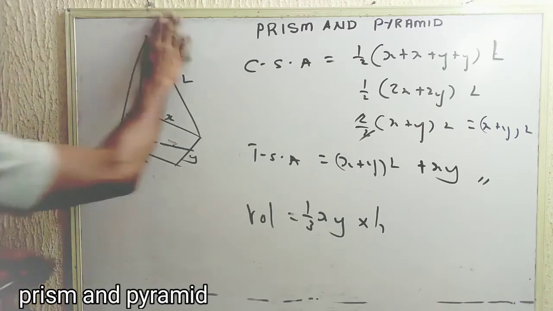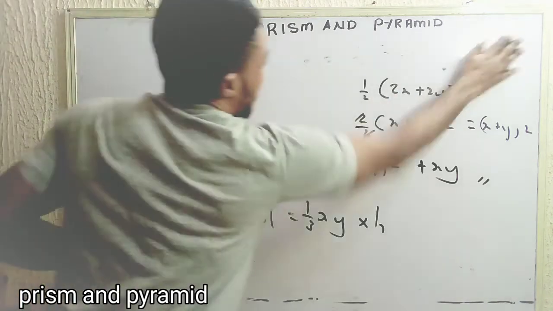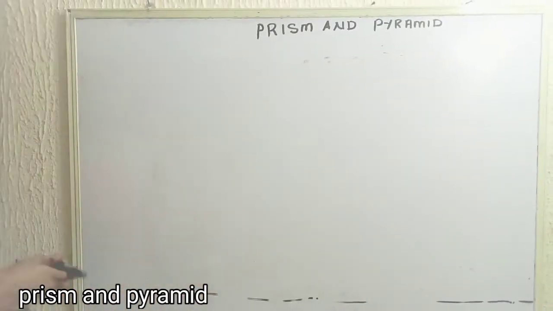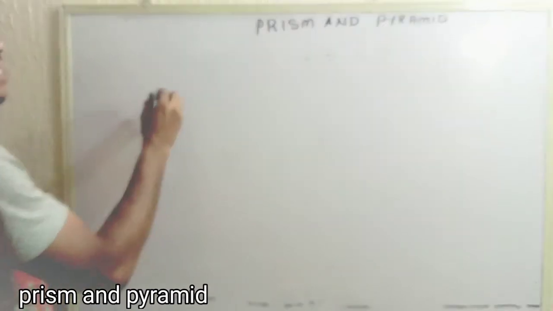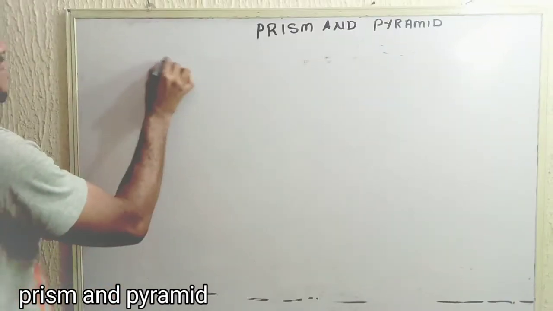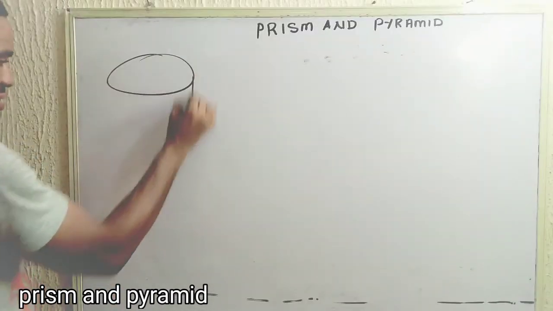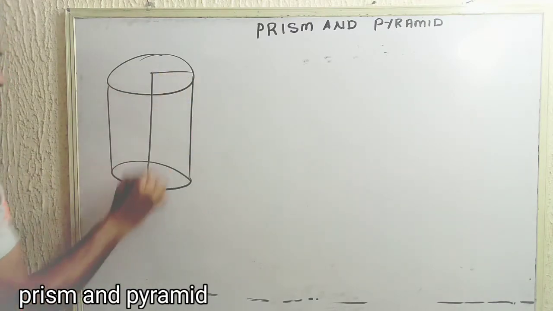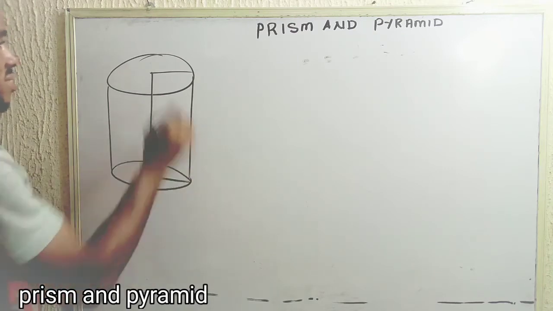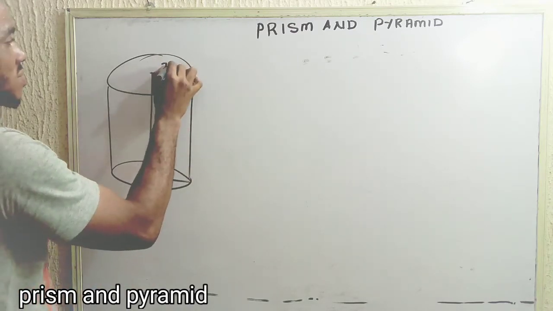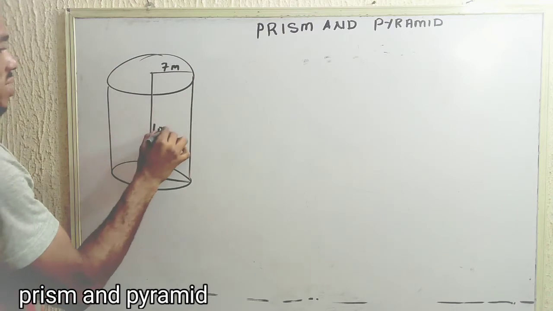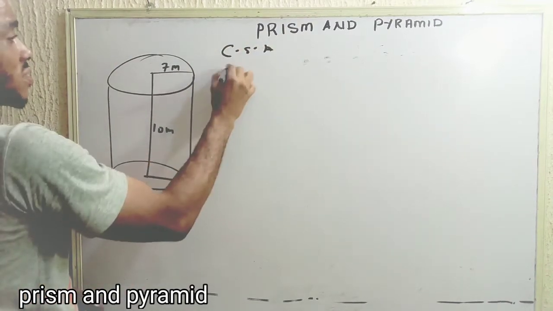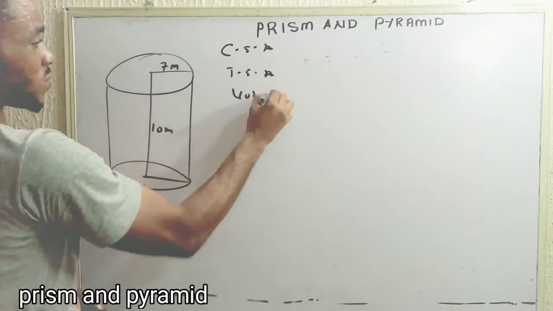So now let's start our first example from the prism aspect. So I'll just draw a typical prism and analyze it so that we can actually get an idea of what I'm trying to say. So let's have the typical cylinder you already had in that manner. Let me use a more common figure. And here is the radius of the cylinder in this manner. This here is 7 meters. I have the height of 10 meters. Then I am required to find the curved surface area, total surface area, and the volume of this cylinder.